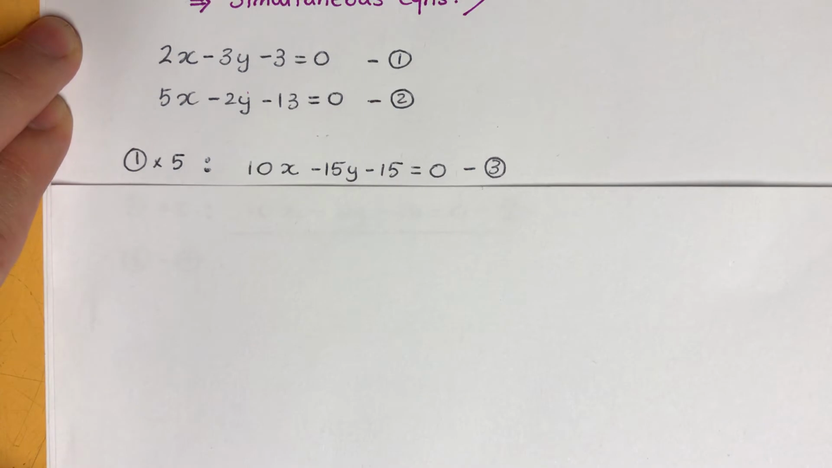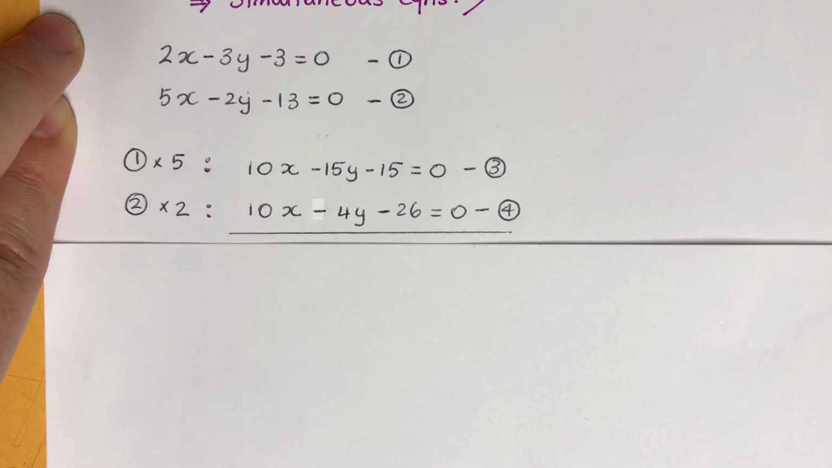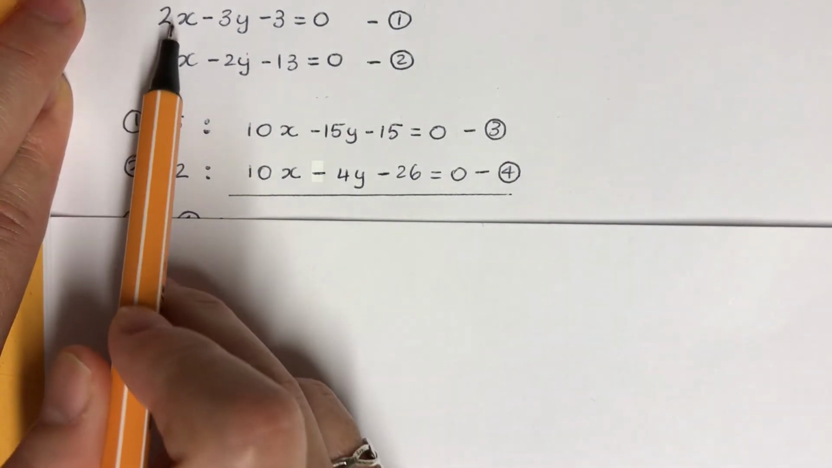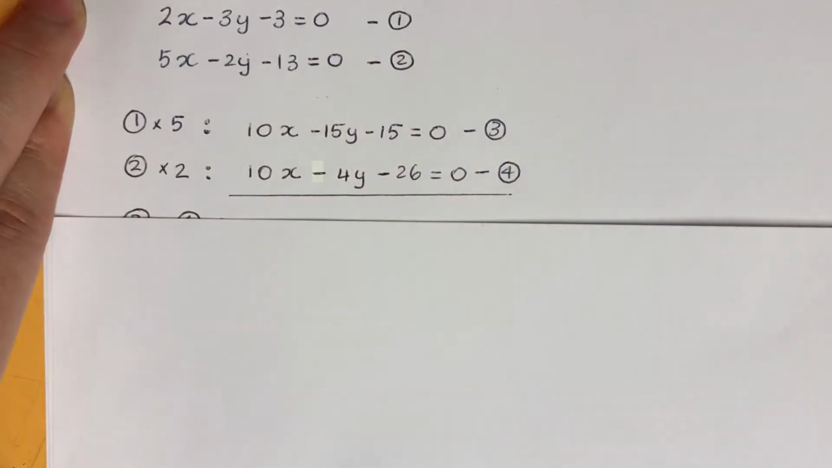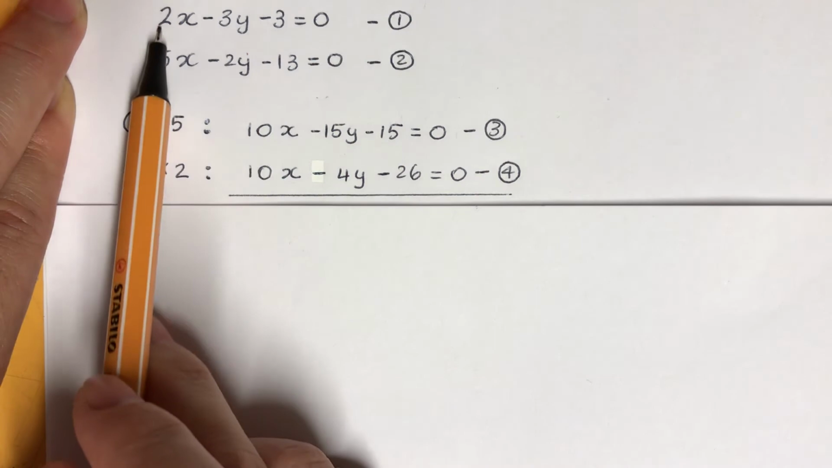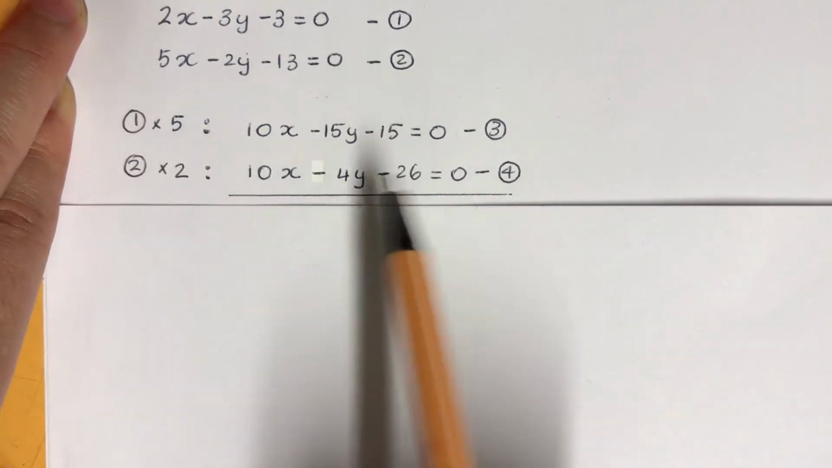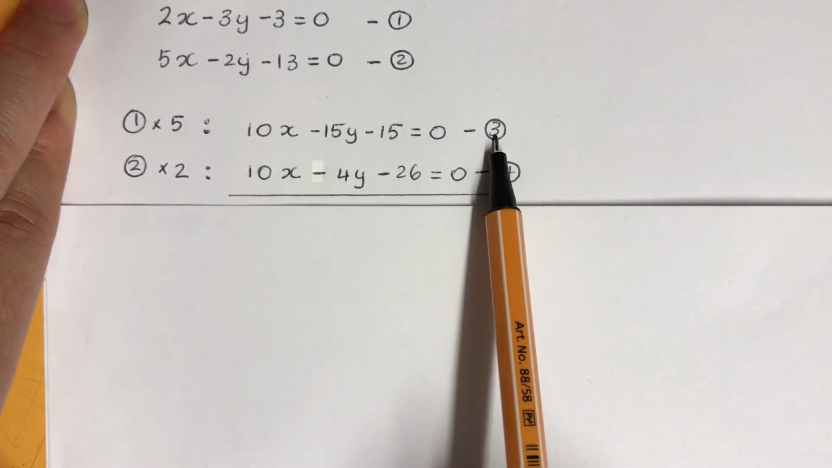Now to eliminate the x or y so that we can find one of the values, I've decided to eliminate the x. So what I've done was I wanted the coefficient of x to be the same value. So 2 and 5, I'm going to times 5 here to make it 10. I'm going to times 2 here to make it 10. So that's what I've done here right now. And I numbered them 3 and 4.